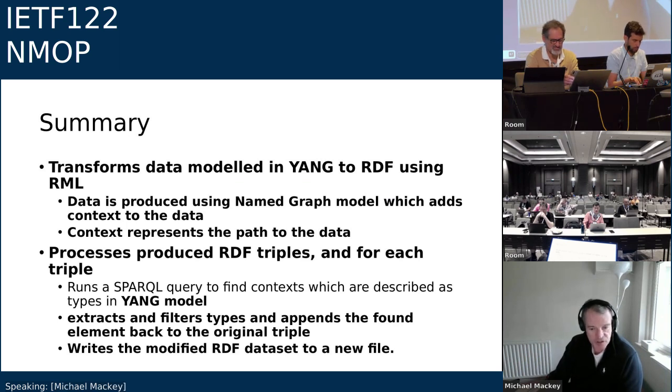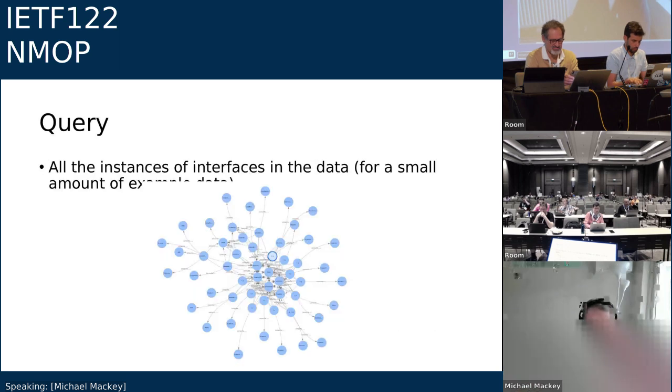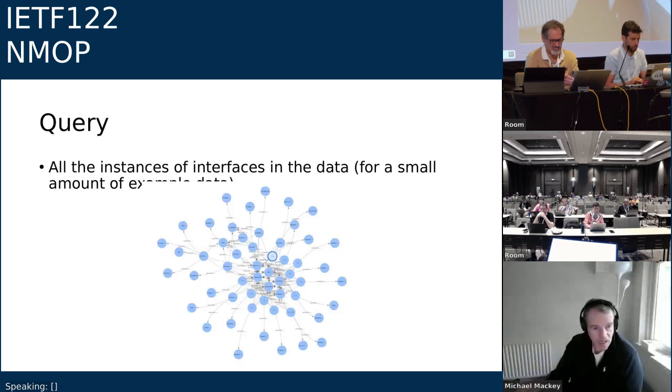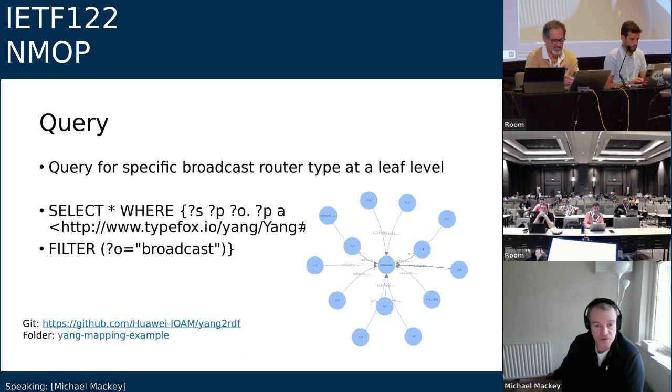This is the process I just described to you. Here is an example of what we got, and this is for interfaces. You can see there's quite a lot of triples generated, quite a lot of data. Of course, you can filter that out. So for instance, here we've got a very simple filter. Just find me my broadcast interfaces, and you get a much cleaner graph. You can see the code is here.